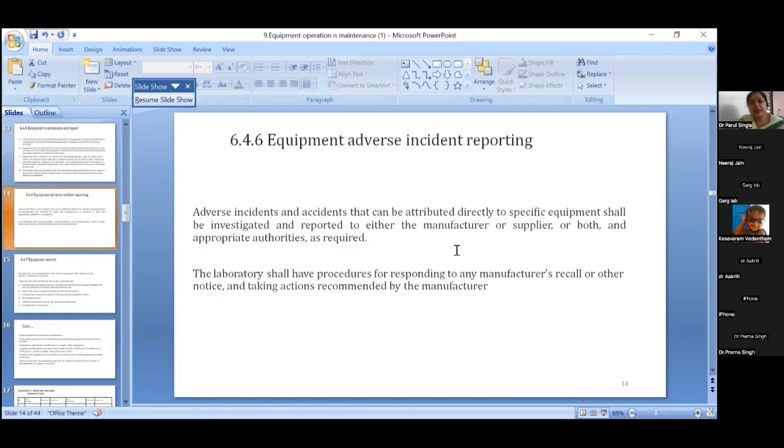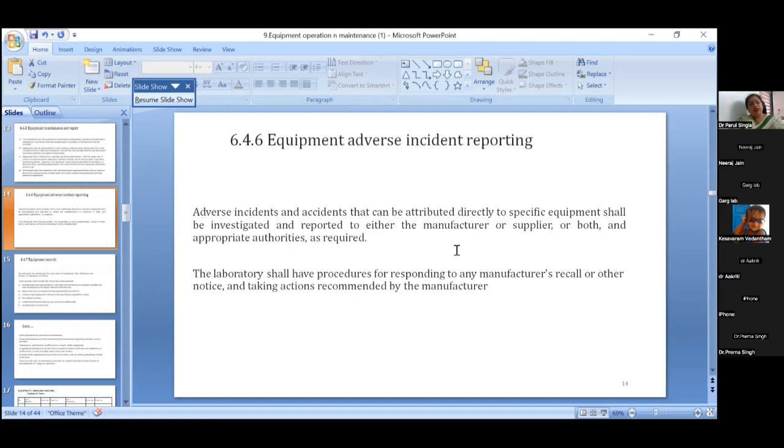Then, equipment adverse incident reporting. Adverse incidents that happen with the equipment, or accidents that can be attributed directly to the specific instrument, shall be investigated and reported to the manufacturer or the supplier. Like if some probe has broken suddenly, while running, the probe of some equipment breaks, you should inform the company person. They will come and repair it. You have to maintain a record for it. So this is adverse incident reporting.